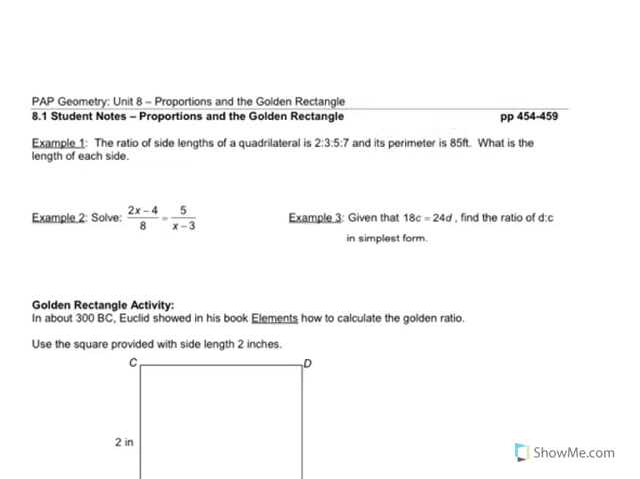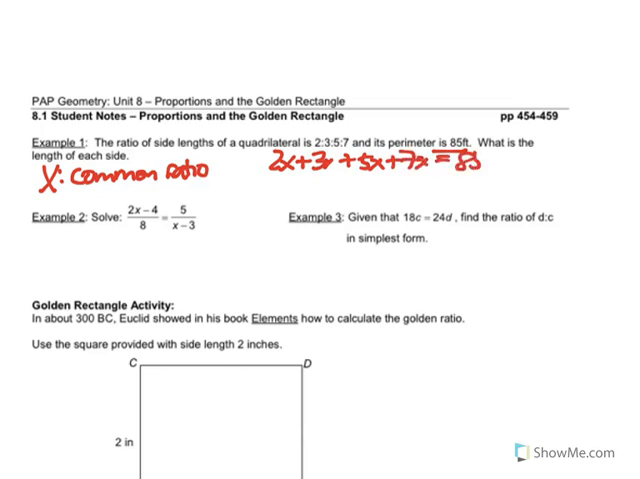Now, let's do a couple of these examples. The ratio of the side lengths of a quadrilateral are 2 to 3 to 5 to 7, and the perimeter is 85. What is the length of each side? Since we don't know exactly what they are, we have to use x as our common ratio. So we're going to take each one of these sides and say 2x plus 3x plus 5x plus 7x equals 85. So you get 17x equals 85, divide by 17, x equals 5.